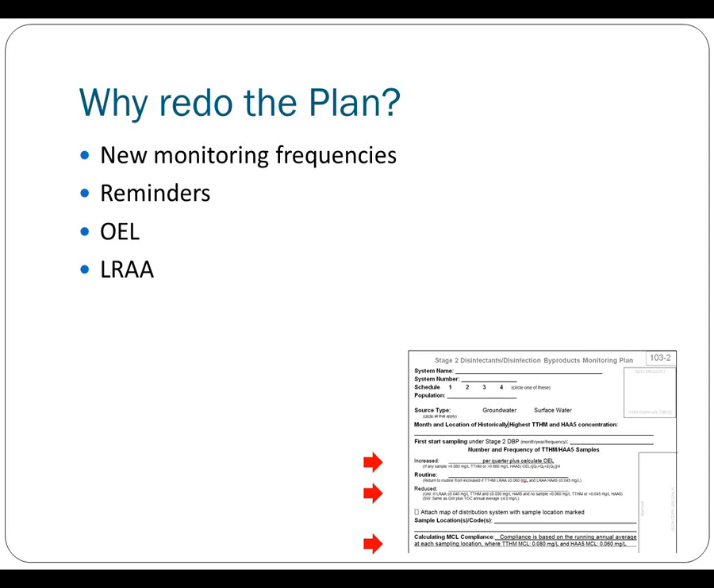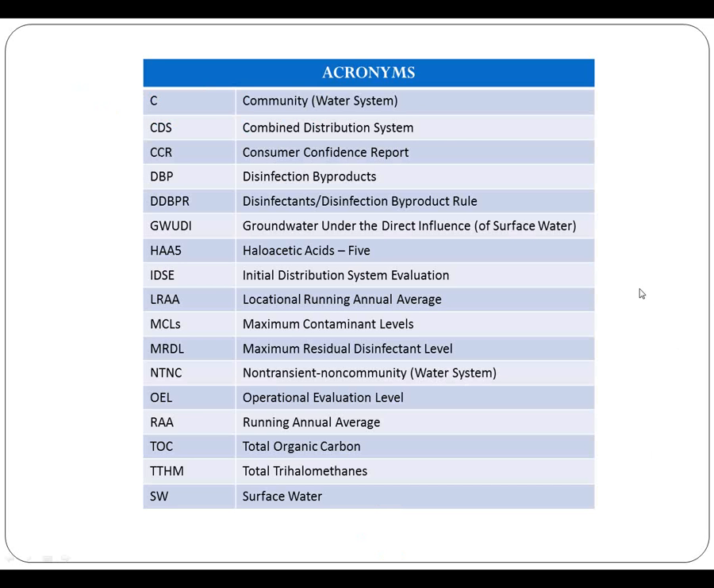Also, compliance is now based on a locational running annual average, because under Stage 1, compliance was based on a system-wide running annual average. And now compliance is based on the running annual average at each of the sampling locations. This next slide gives you a list of the acronyms, so you can refer back to this slide in case there is an acronym I use that I do not define.